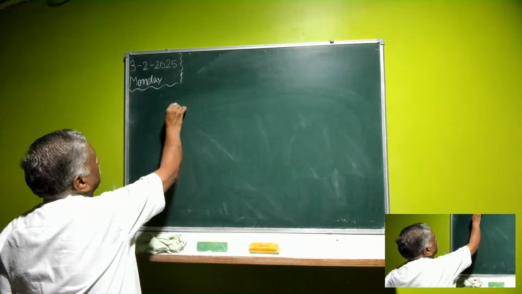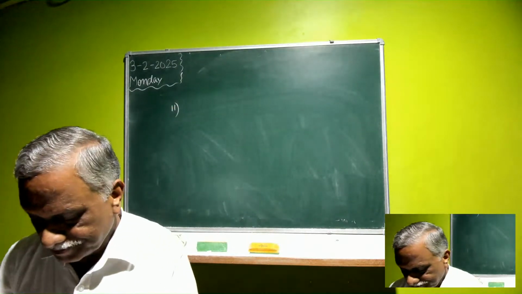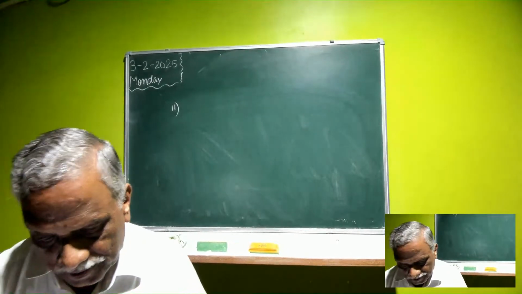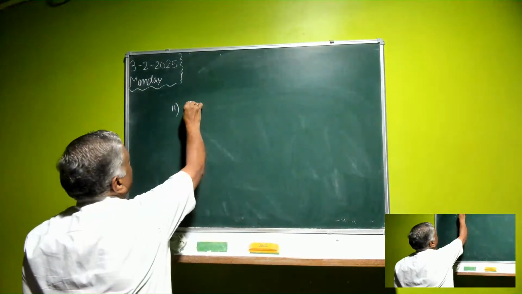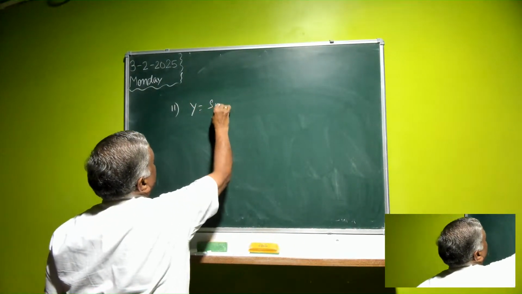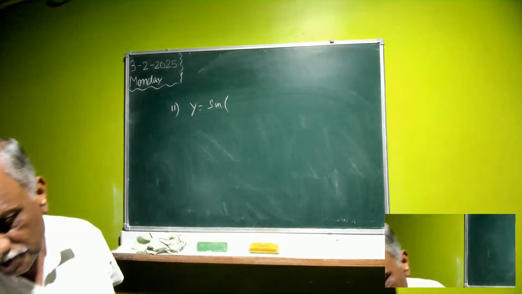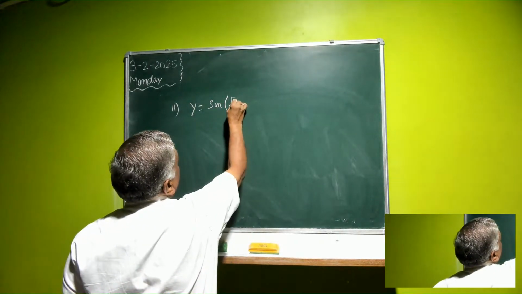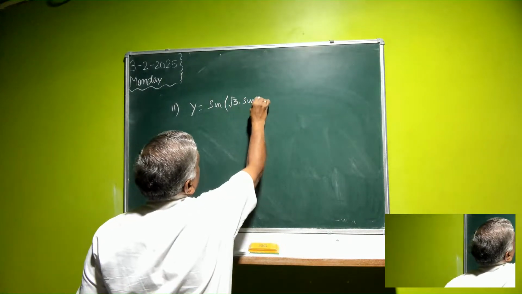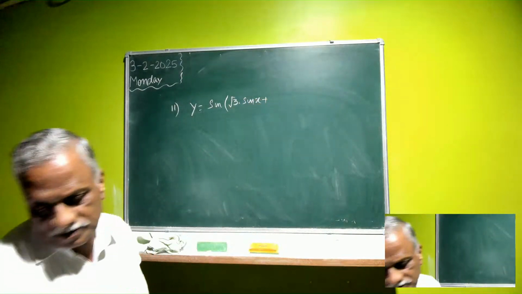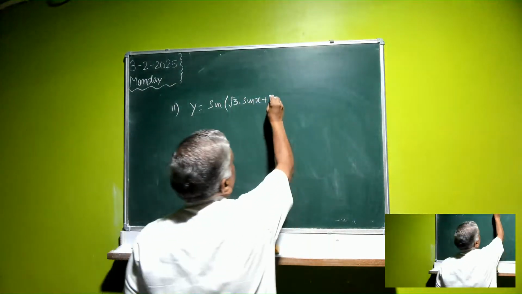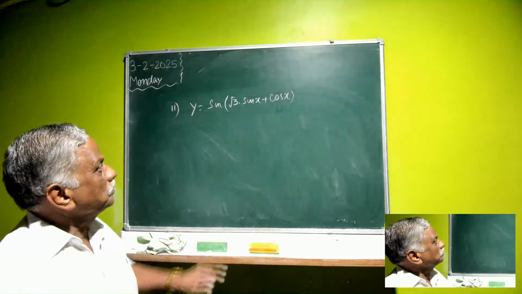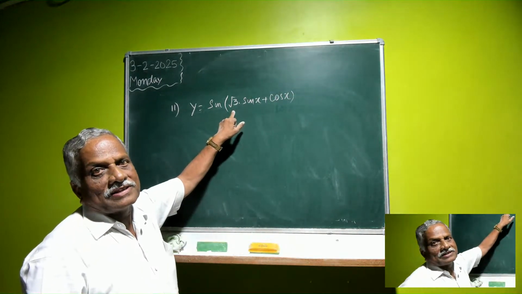11th problem. y is equal to sine of root 3 into sin x plus cos x. And root 3 is given just to confuse you. You should notice that the root is only for 3, not for sin x.